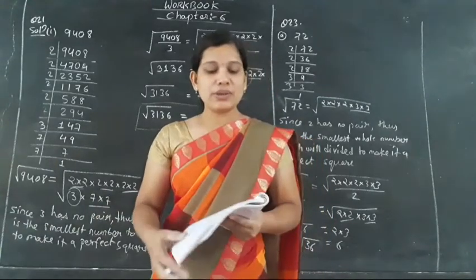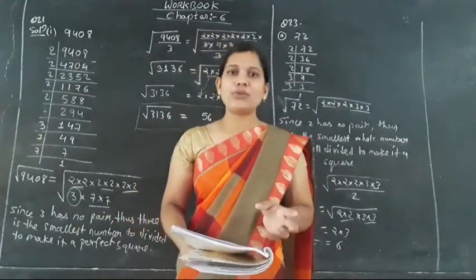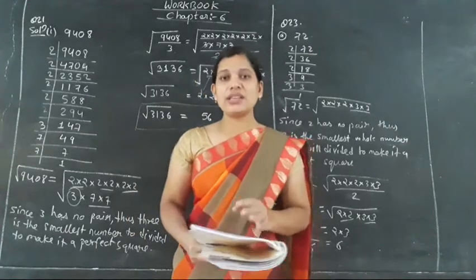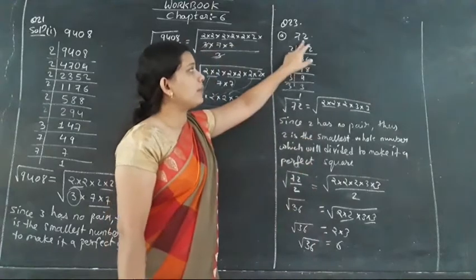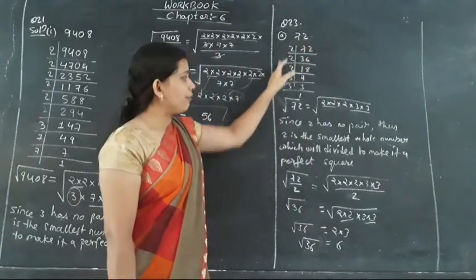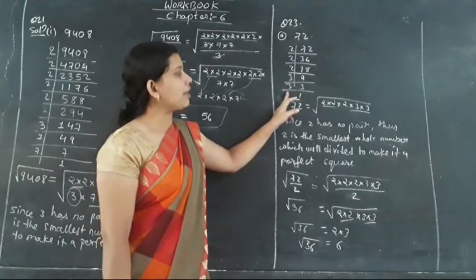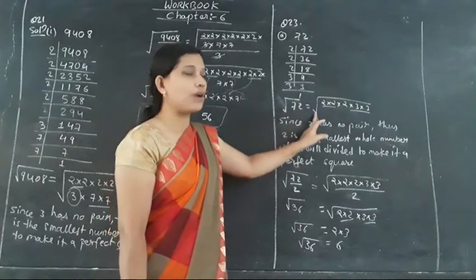Moving toward question number 23, here we have to do the same way, but instead of dividing we have to do a multiplication. Here in this question we have the number 72. So we will find the factors of 72. We had found the factors of 72. After finding the factors, they should be written inside the square root notation.